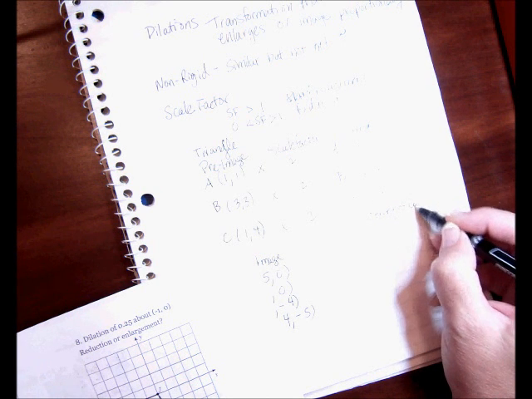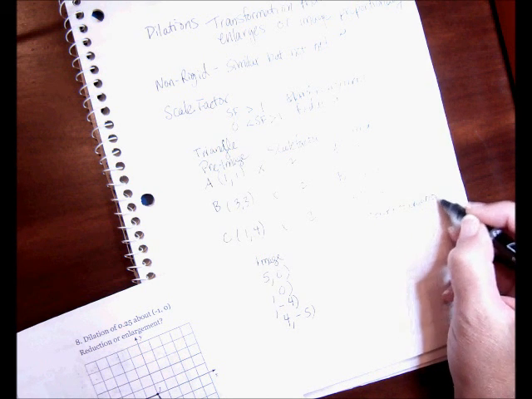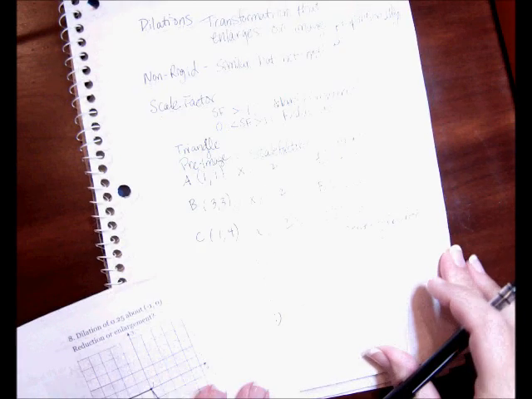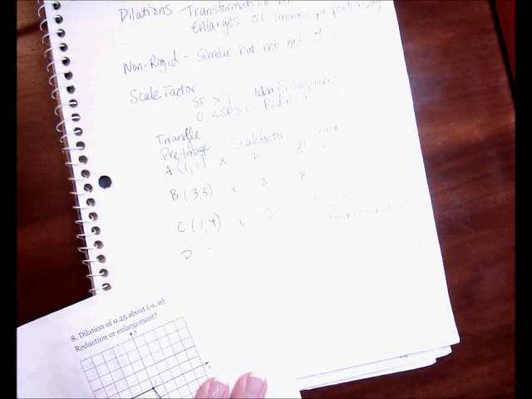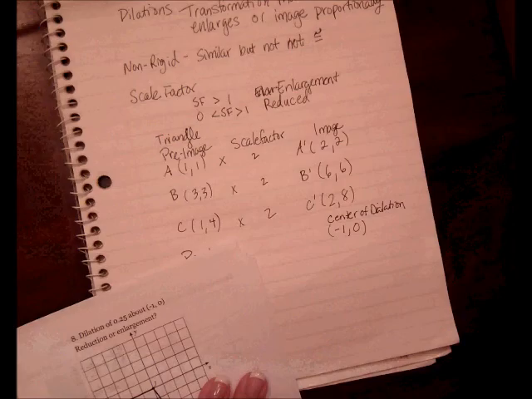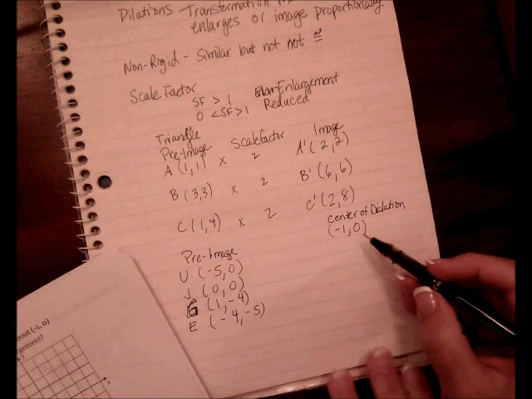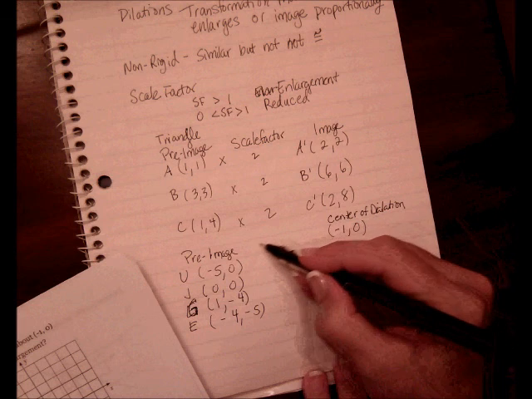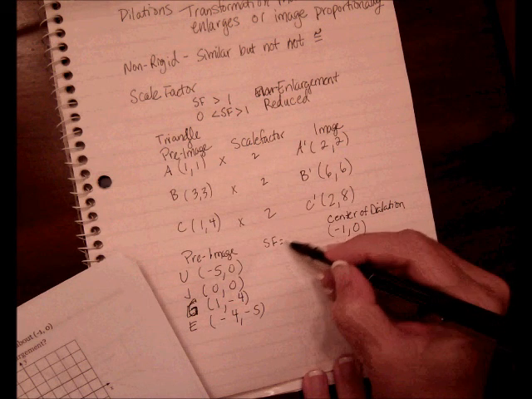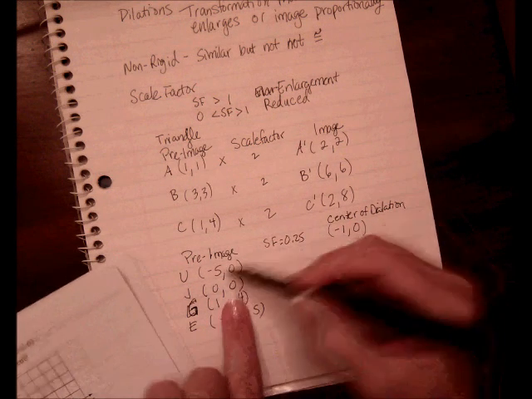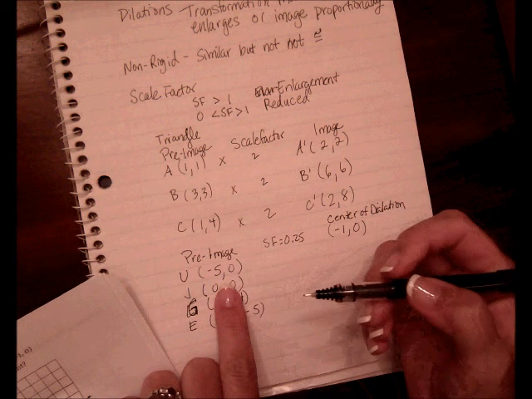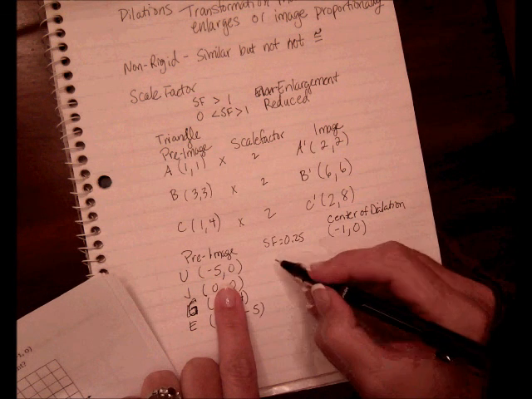Whereas a lot of times the center of dilation is 0, 0, but in this case, it's not. So let's see if we can see better if I turn off the lamp. There we go. My scale factor is 0.25, so each one of these I'm going to multiply by 1/4.